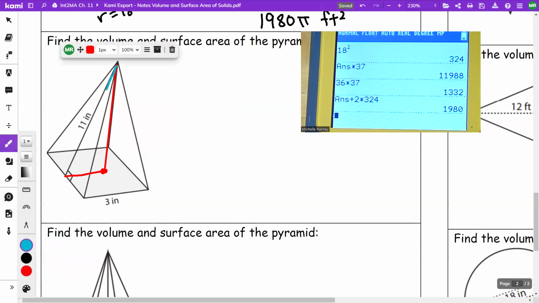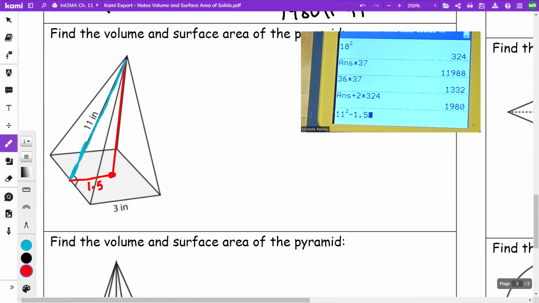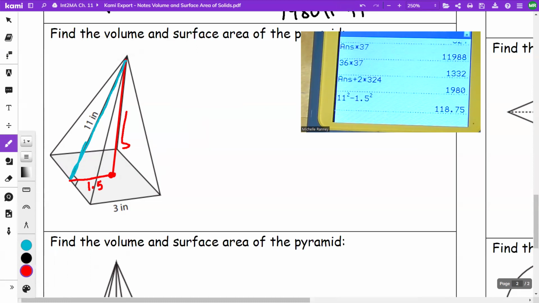So I have this 11, that's our slant height. That's the height of the face of the triangle, but not of the pyramid. So when I'm trying to do that math, I'm going to have 1.5 because it's 1.5 from the center out. And I need to find my height. So I'm going to be doing 11 squared minus 1.5 squared. I'm going to get 118.75. So the height is going to be the square root of 118.75.